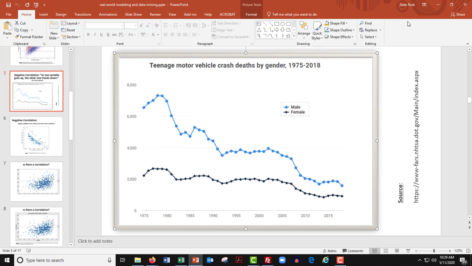to 2018. Okay, so I just asked you to come up with a source that you would think could explain that. Why would teenage motor vehicle crash deaths be going down over time? And some of you came up with some really, really good answers. Again, there's not one right answer, most likely. It's probably many, many answers that are all interrelated. One could be just better driver's education, more defensive driving training. That could be as simple as that.